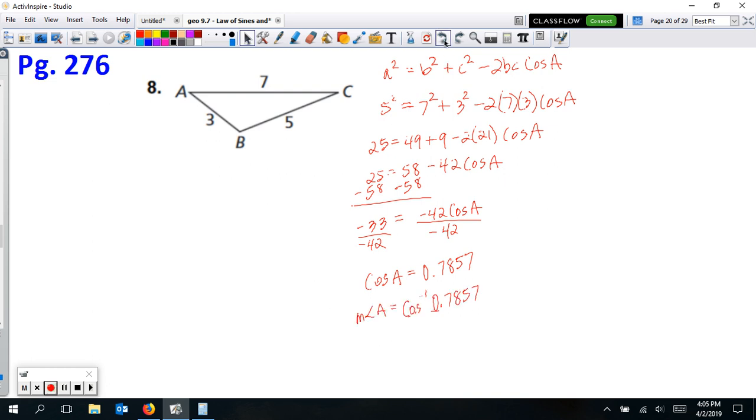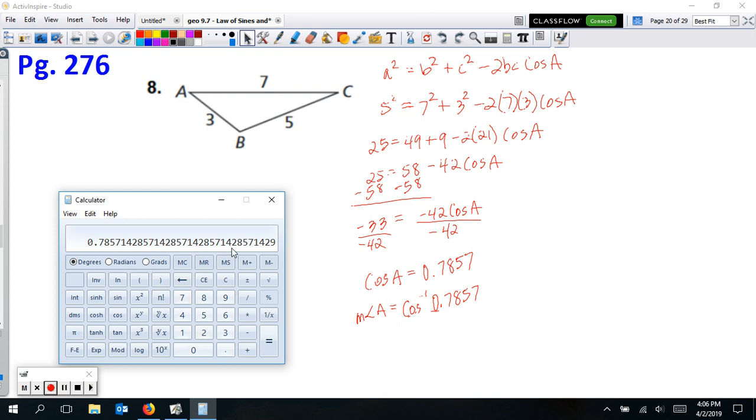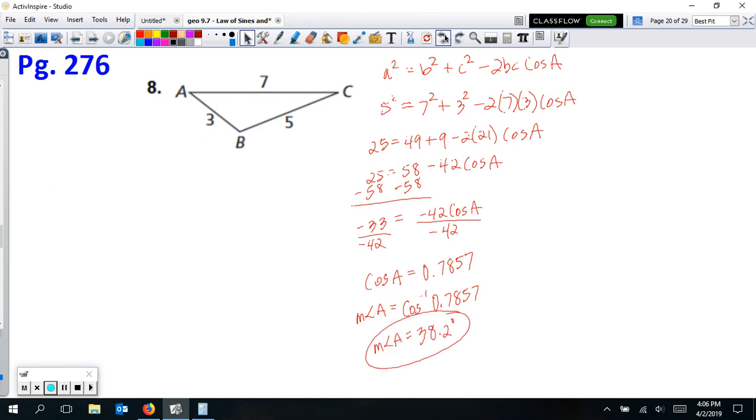So I'm going to do that. So it's got the measure of angle A is equal to the inverse cosine of 0.7857. So I already have that decimal on my screen here. We just need to hit the inverse and the cosine button, and there it goes, 38.2. So I want to go 1 decimal place now. 38.2 is what we're seeing. So the measure of angle A is 38.2.